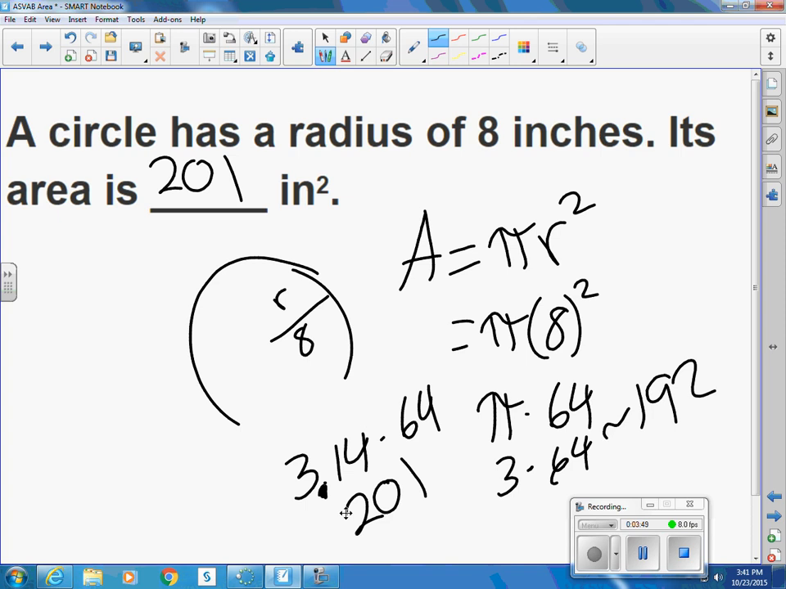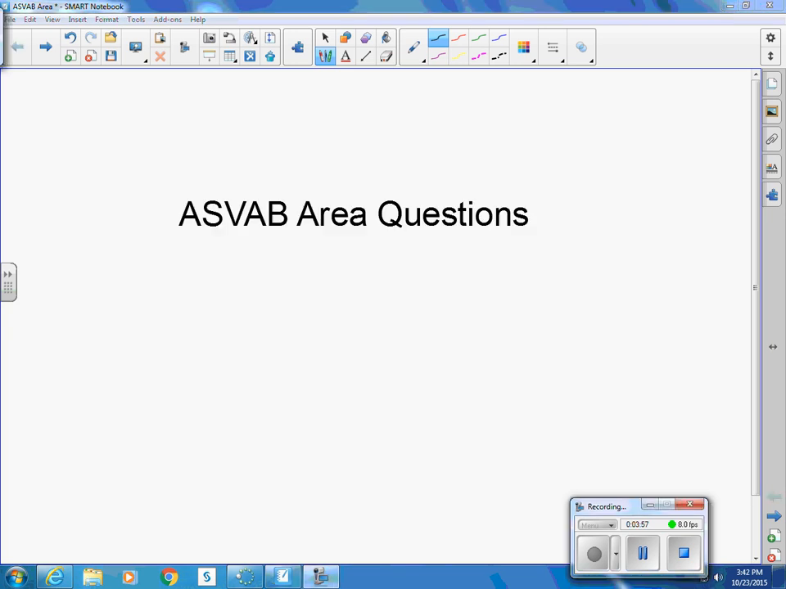So using pi gets you a little closer. Estimating will get you within 5%. So just a few questions to practice area calculations, so you'll be ready for the ASVAB.